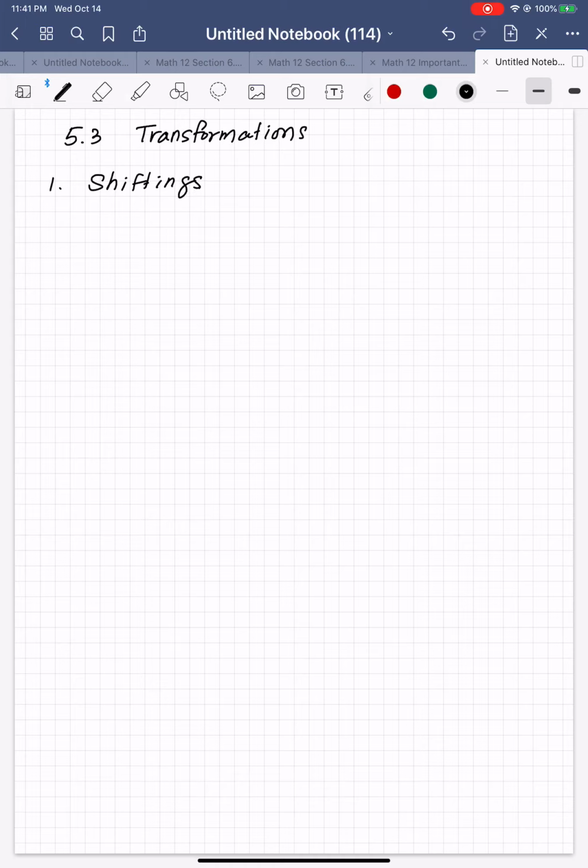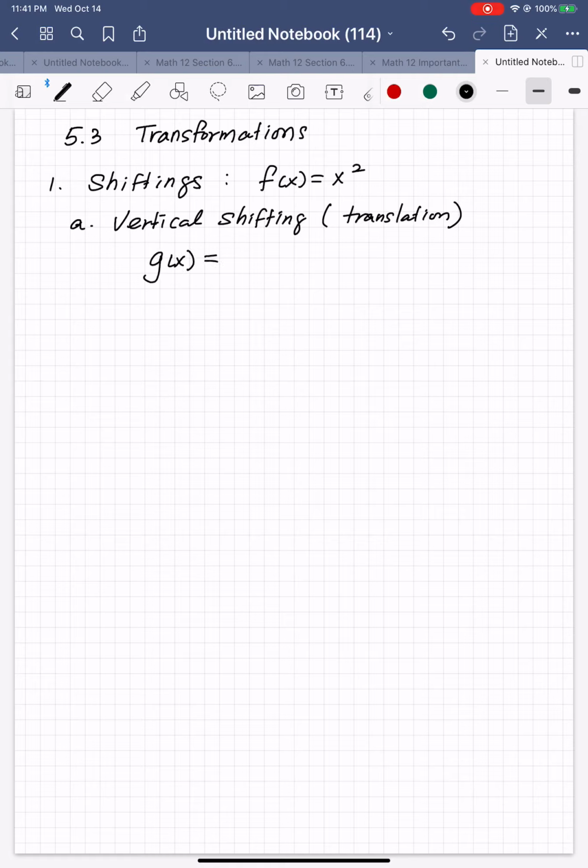So when we have a shifting, the first one is a vertical shifting, or vertical translation, that's the same thing. Some books say a translation. So if your function is x squared, vertical shifting means you move the graph up and down. As a g function, you move the f of x plus k units.